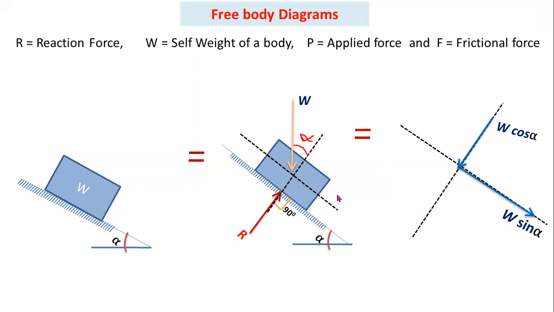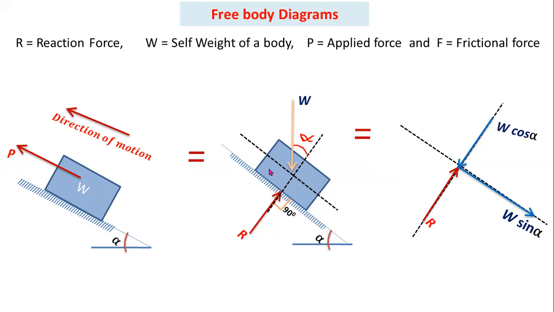Now you have to consider this reaction force R along the normal axis. Now this is the applied force. When you are applying the pulling force, then the block will move in the upward direction. So this is the direction of motion of the block. Upward direction is the direction of motion of the block.